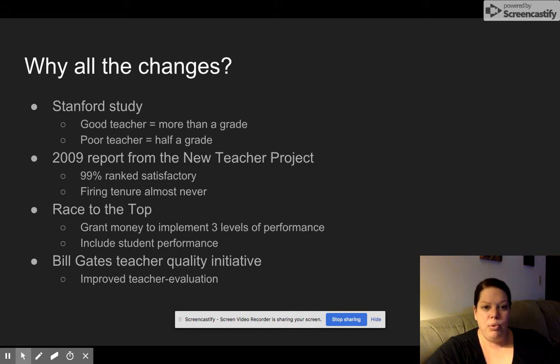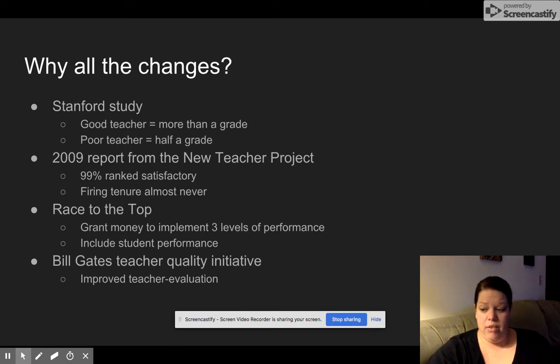There was a 2009 report from the New Teacher Project, or what was formerly known as the New Teacher Project. And of the teachers that it studied, 99% all ranked satisfactory. And so I think that report is saying most teachers sort of just receive satisfactory because that's just what we do. We have evaluations, they get their check mark, and they move on. And they also found that teachers with tenure are almost never fired, and that's a little concerning.